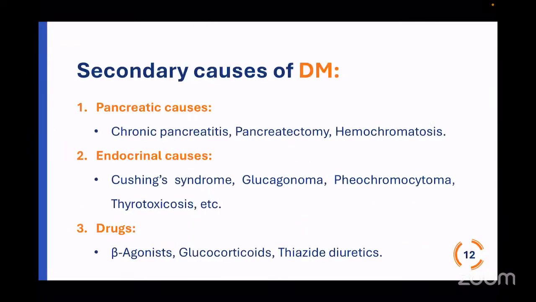So other causes of diabetes include pancreatic diseases such as chronic pancreatitis, hemochromatosis, or pancreatectomy. All of this can lead to destruction of beta cells, the cells that secrete insulin. There are also endocrine causes such as Cushing syndrome, glucagonoma, pheochromocytoma, thyrotoxicosis. These all can increase glucose levels, and drugs also can increase glucose levels such as beta agonists, glucocorticoids, and thiazide diuretics.